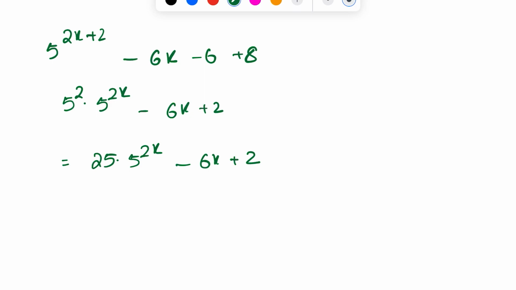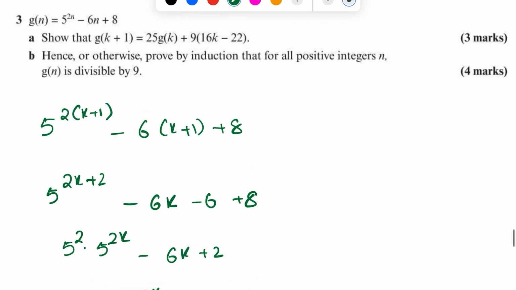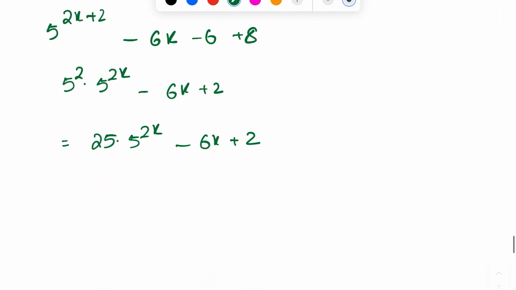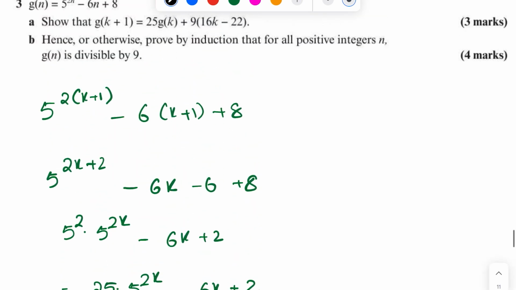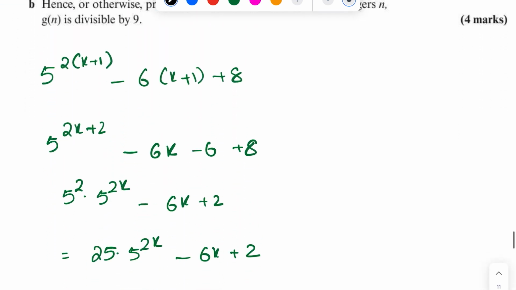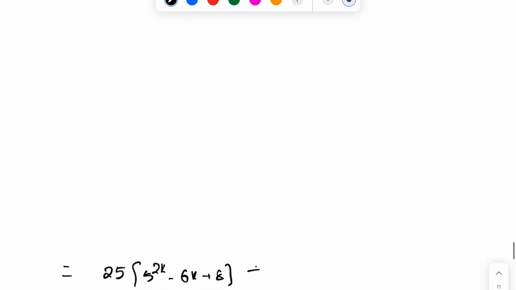Now I have to prove it. It should be equal to 25 times g of k plus 9 times (16k minus 22). So what can I do? I can do the bottom up approach. So 25 times g of k. What is g of k? 5 power 2k minus 6k plus 8. Then plus 9 times (16k minus 22).